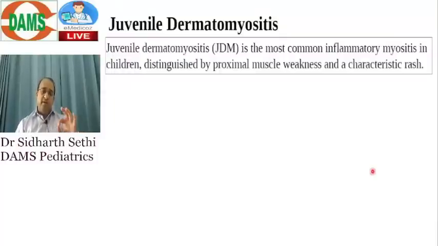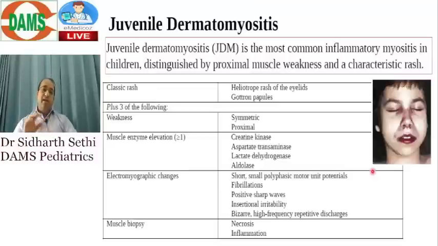Remember, according to Nelson's textbook, juvenile dermatomyositis is the most common inflammatory myositis in children. They have proximal muscle weakness and the classic rash. Now, the diagnostic criteria for juvenile dermatomyositis are the classic rash.